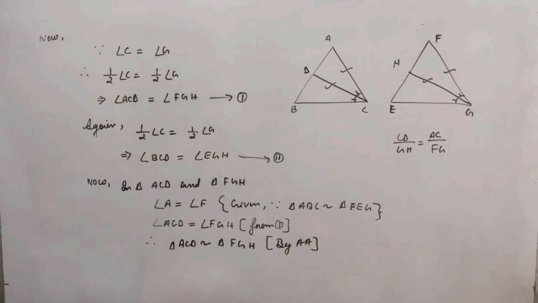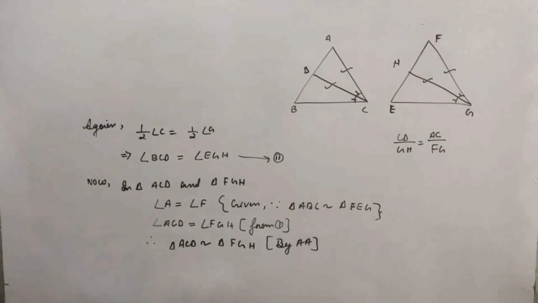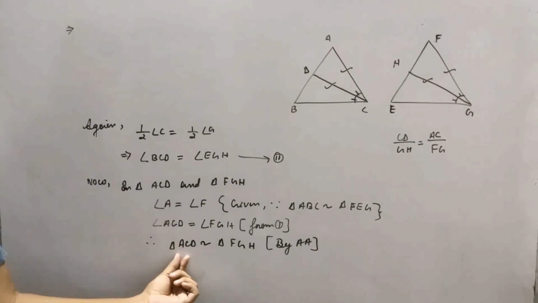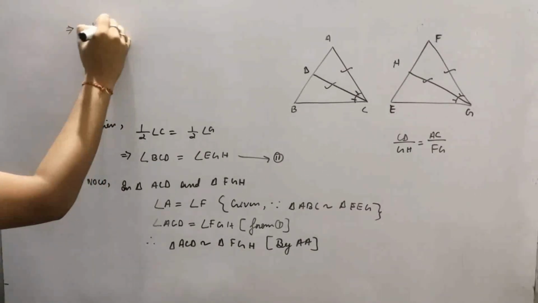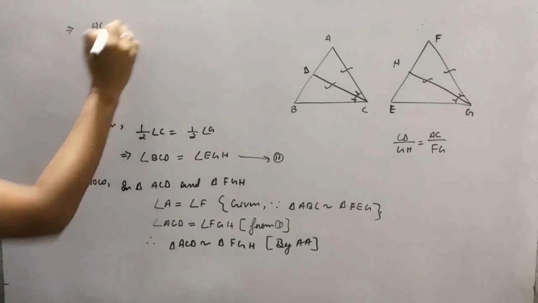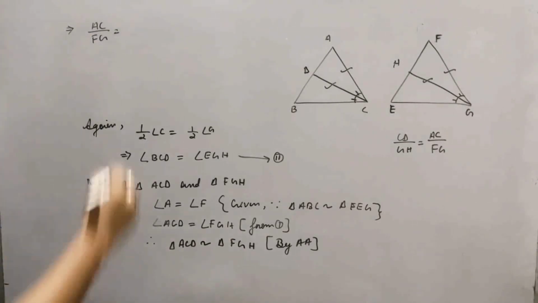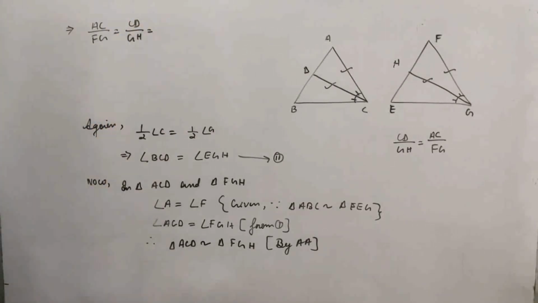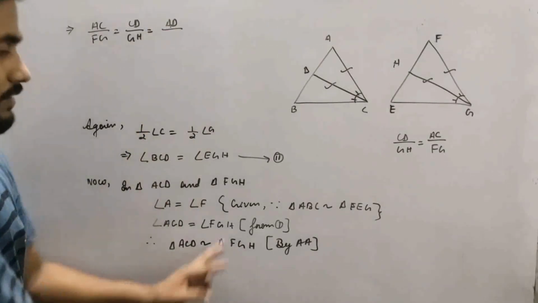So if it is similar, we can find the ratio, right? What ratio will we get? From here you can say, if I take AC, then it will become FG. So AC by FG will be equal to, if I take CD, then I have to take GH. CD by GH will be equal to, and if I take AD, it will be equal to FH.